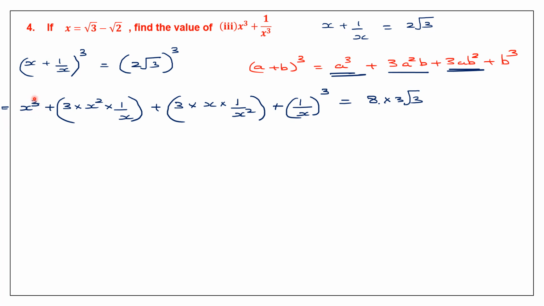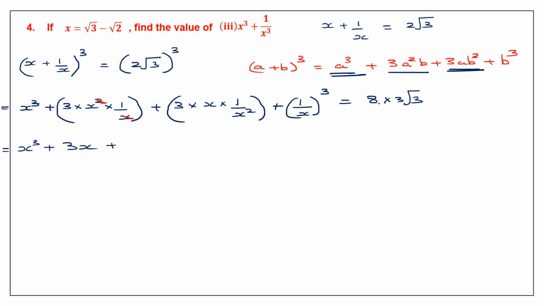So here this is 3, this is x cube, not x square, x cube. So that will remain as it is. So this is x cube plus. Now here we can cancel x square and x. That means take away one x from here, we'll have only x. So this x gets cancelled and this gets cancelled. So we have only one x there. So that makes it 3x. So this is 3x plus.